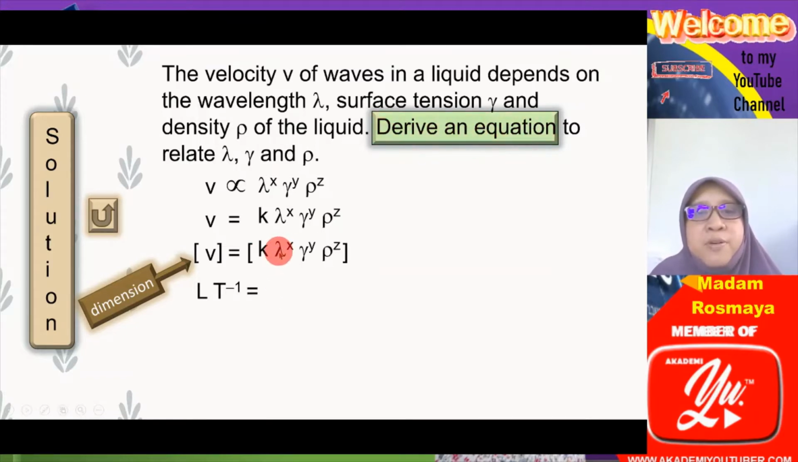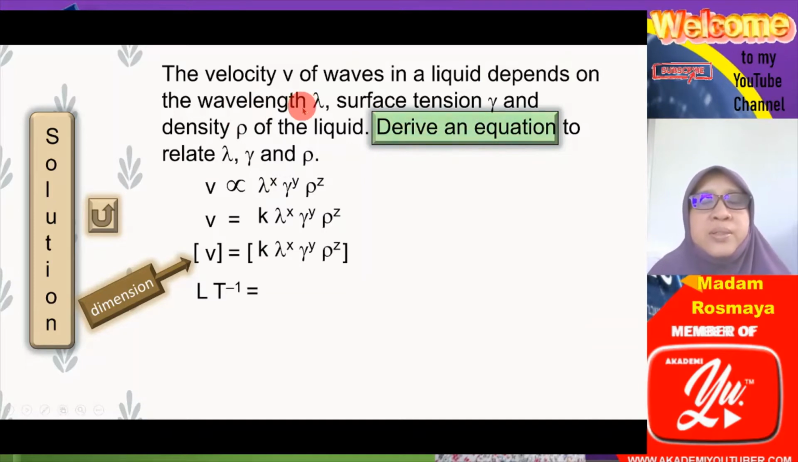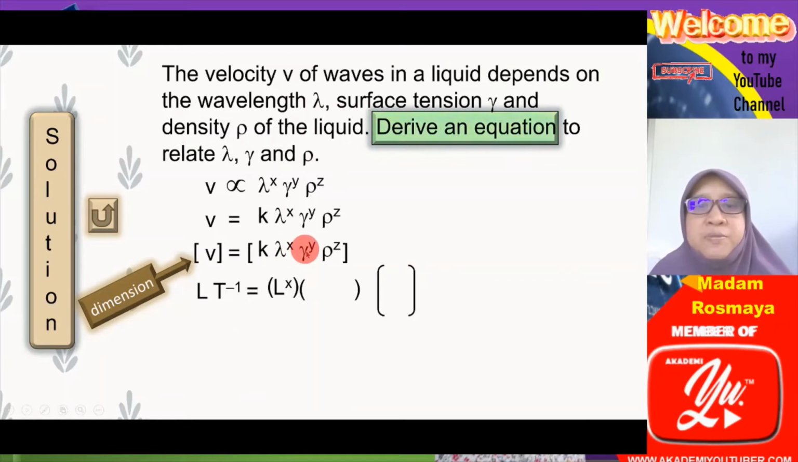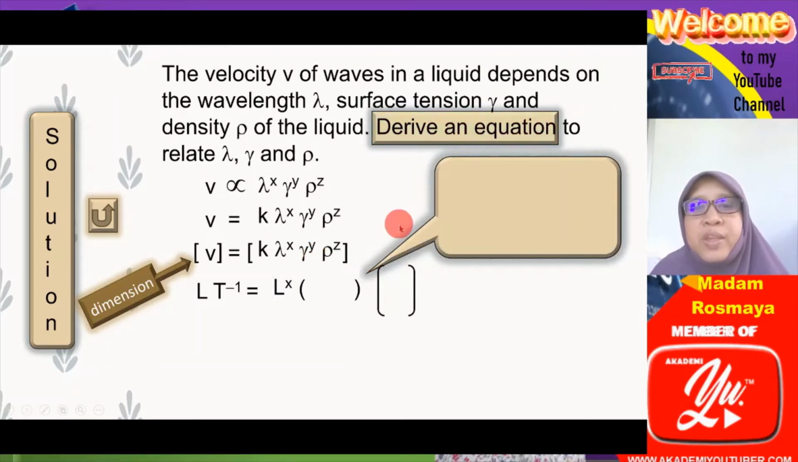And dimension for wavelength. So wavelength, the unit is meter. So the dimension for wavelength is L. So L to the power of X. Dimension for surface tension. So surface tension is one type of force, tension. So this is a force. So we use dimension for force.